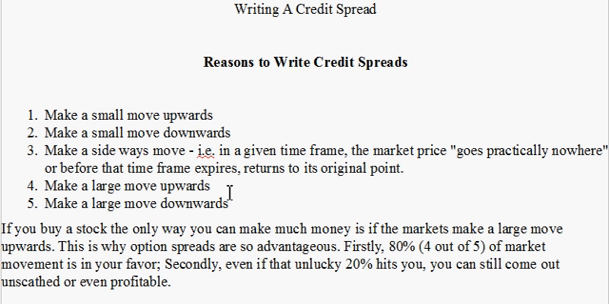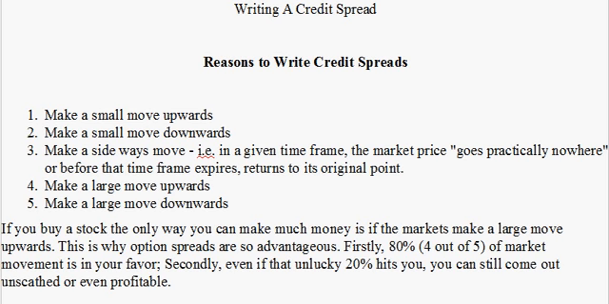In other words, there's basically 5 different things the markets can do. A market can make a small move upwards, a small move downwards, move sideways, make a large move upwards, or a large move downwards. When we buy or sell stocks, we can only make a significant amount of money when the markets make a large move up, or if we short sell a stock, we make money when the markets make a large move downwards. But if we're doing credit spreads, we can make money in 4 out of these 5 situations. Even if the markets go nowhere, we can make money. And I'm going to show you how right now.